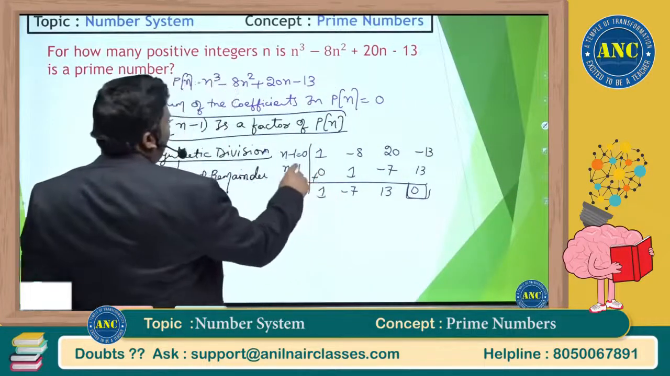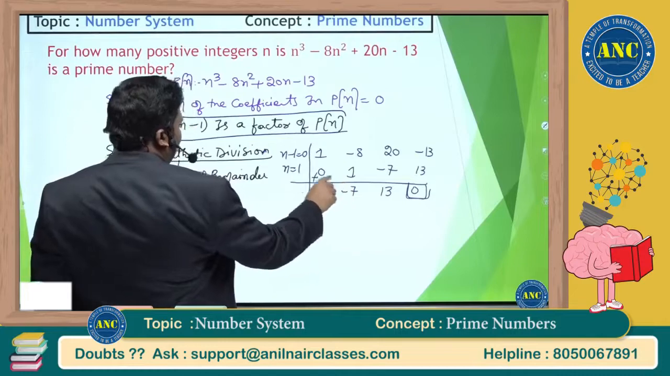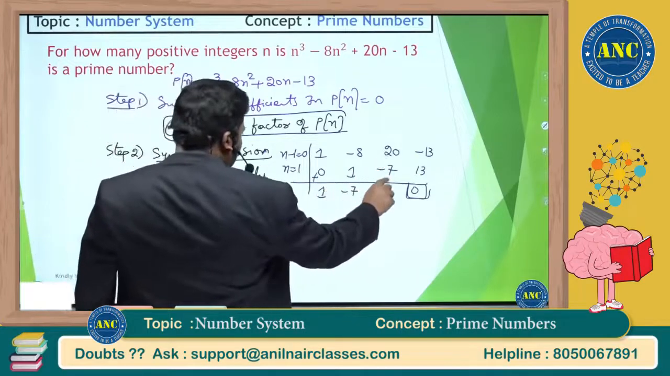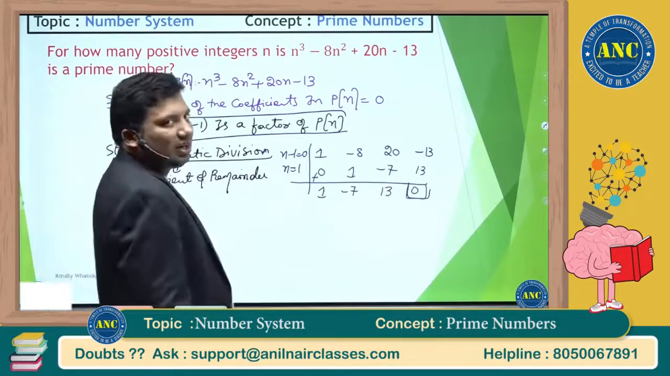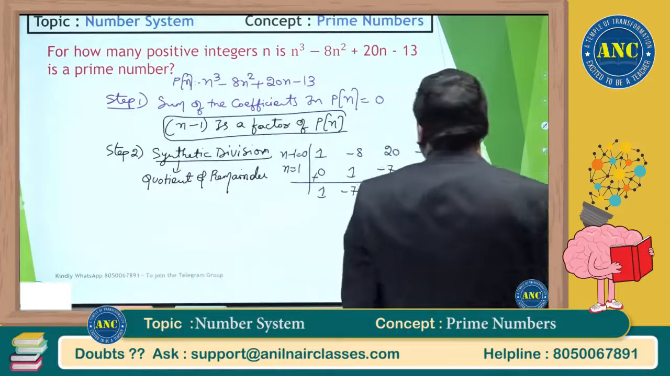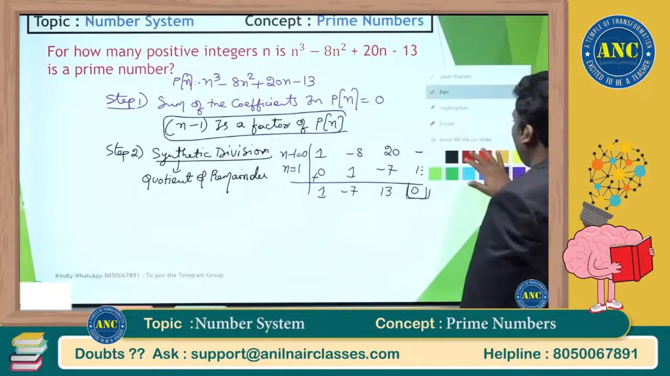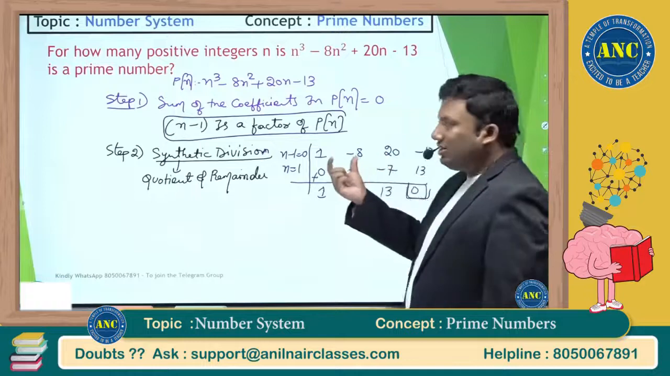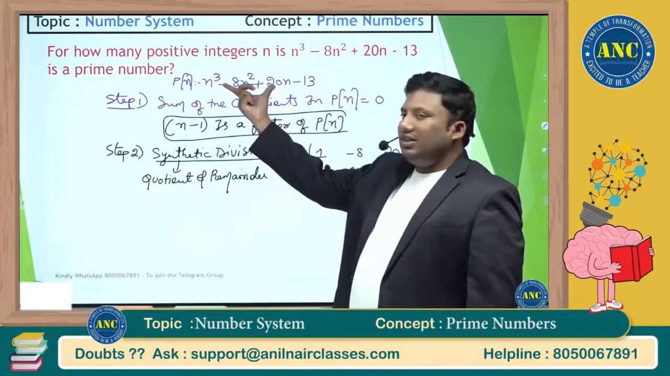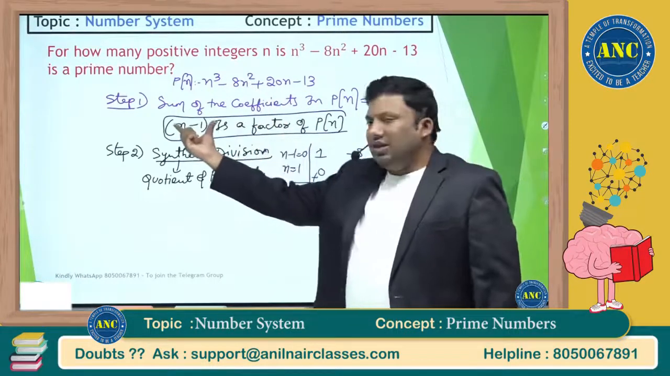1 plus 0, 1. 1 ones are 1. Minus 8 plus 1, minus 7. 1 minus 7, minus 7. 13. 13 ones are 13. 13 minus 13, 0. I hope it is clear. That means, what is this synthetic division? You divide this number by this number.